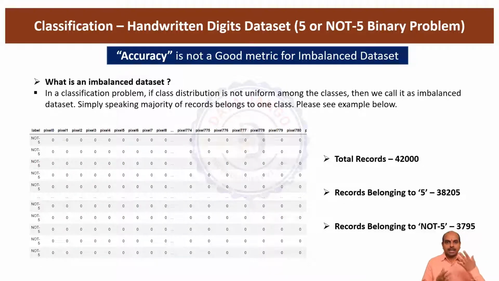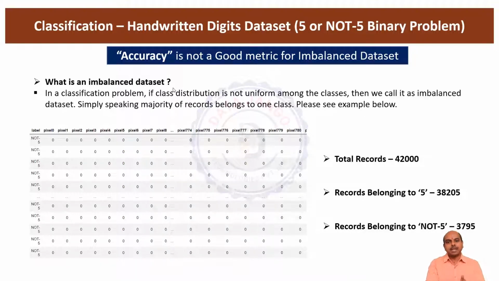Right? If you take a data set with 40,000 records, and 20,000 records belong to 0 and 20,000 records belong to 1, then we say the class distribution is uniform. In this particular data set, 5s and not 5s, we have a total of 42,000 records, and the records belonging to 5 are 3,795 and the records not belonging to 5 are 38,205. Only 10% of the records belong to one class and 90% belong to another class. So the class distribution is not uniform, and we can say this data set is imbalanced.